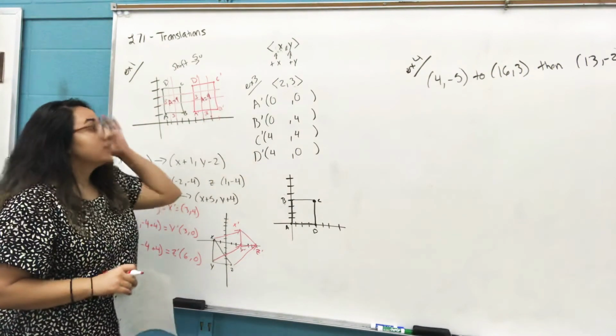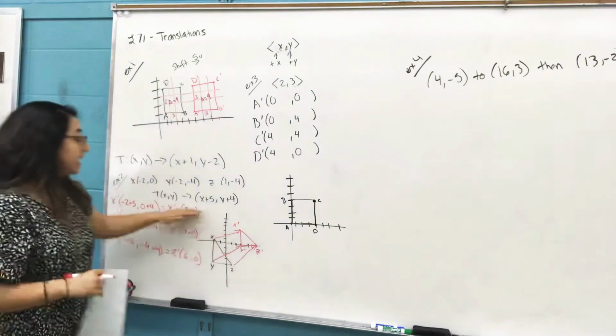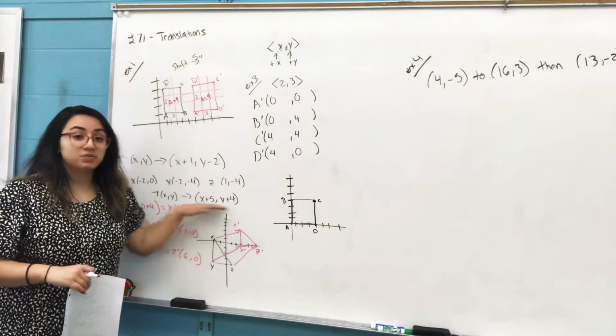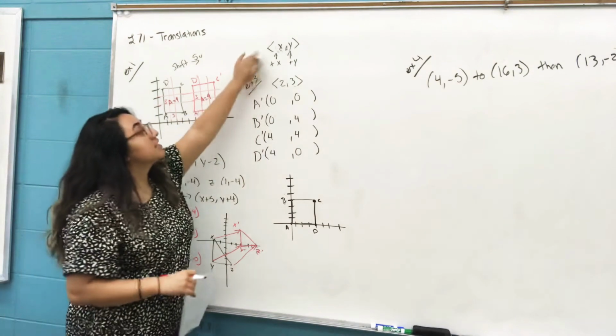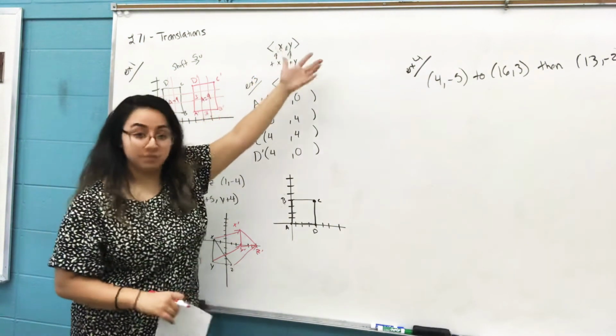Example 3. Now we're going to talk about vectors. They're going to have x comma y. So they're not saying to add 5, add 4. They're not going to show you this anymore. They're going to show you this. So if it's 7, -2, you're adding 7, you're subtracting 2 because of the sign.